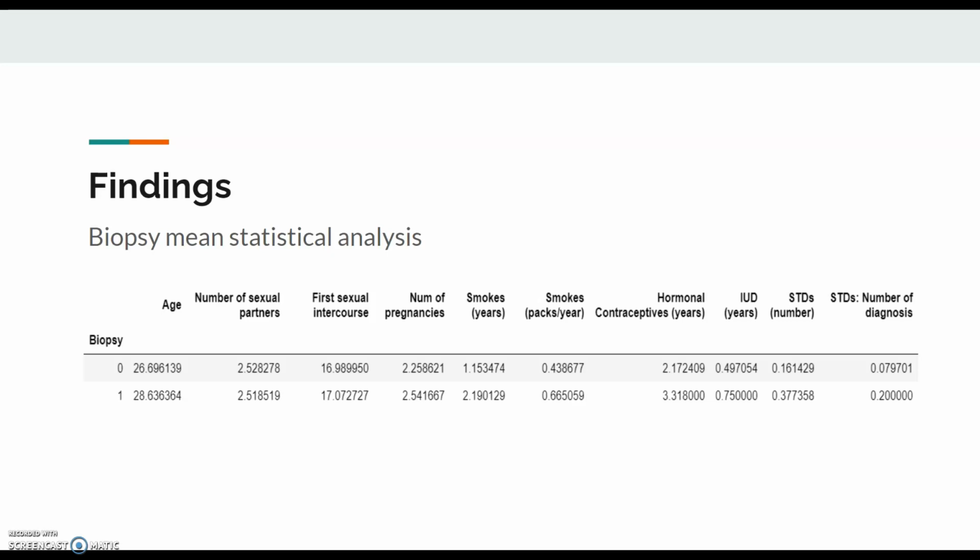If you take a look, you can see nearly all columns showed a doubled amount. As you can see with the IUD, the amount of years went from 0.49 to 0.75. Smoking had twice as much incidence rate on the positive cases. Now, disclaimer, just because it correlates doesn't mean it's actually true. There does need to be more research on this.